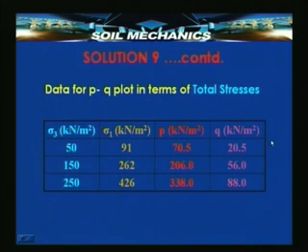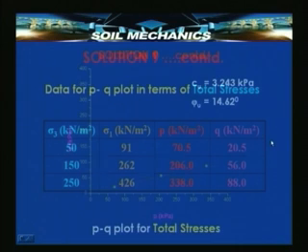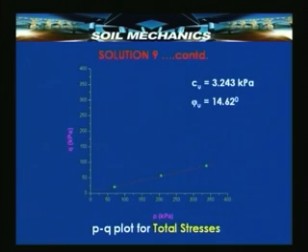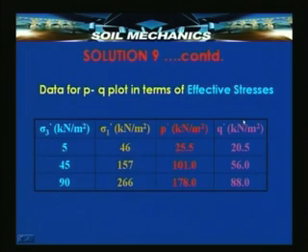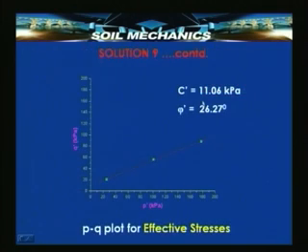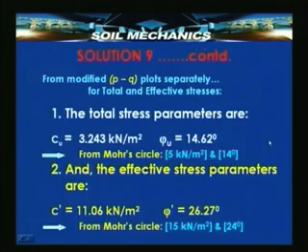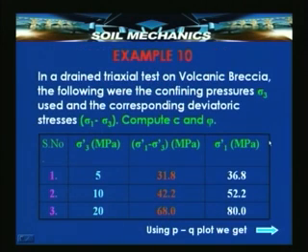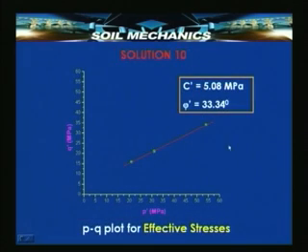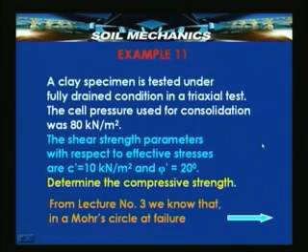These are the data for the corresponding PQ plot, and the PQ plot also gives you for total stress a value of Cu and a value of phi u, and for effective stresses also a value of C dash and phi dash. This is the summary of the results. This is again another example which we saw last time, where sigma 3 dash and the deviatoric stress effective were both known, from which we calculated sigma 1 dash and computed C and phi by an effective stress PQ plot.